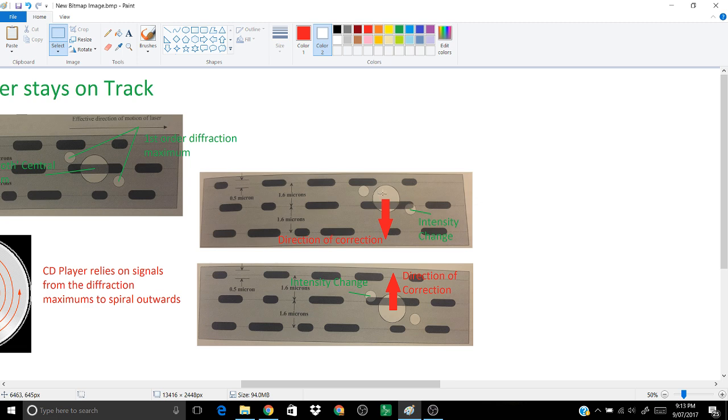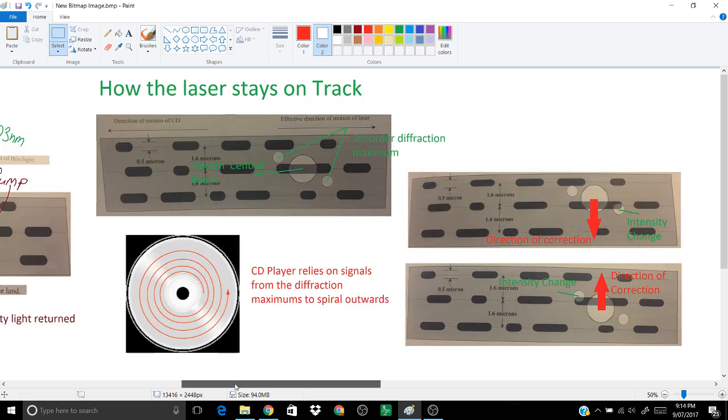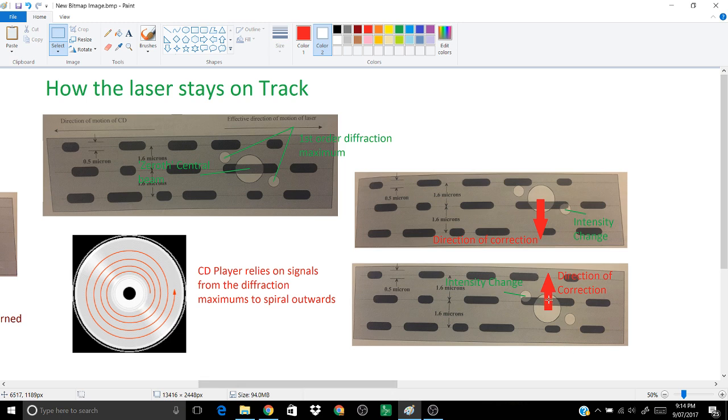Now, in this first case, the laser beam has moved too far upwards, as seen by this first order diffraction maximum, which is now coming in contact with this track here. Because it's going over the bumps now, which before it wasn't, there's an intensity change. Notice that this other one is not. Okay, now because this one is returning a signal that my intensity is changing, the mechanisms in the CD correct this and will make the laser beam move back down, correcting its direction back into this position as seen over here.